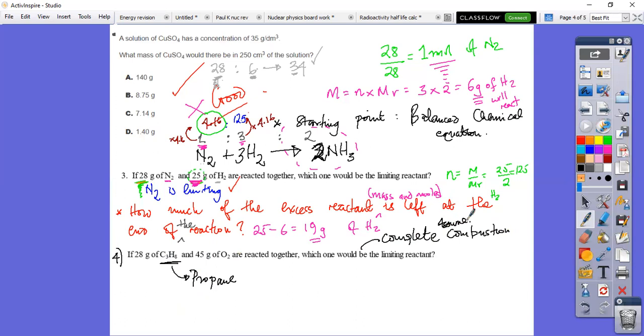Okay, so have a go now at trying to work that one out. And likewise, like before, I want you to add on the additional mass of water and the mass of the excess reactant that is left over.